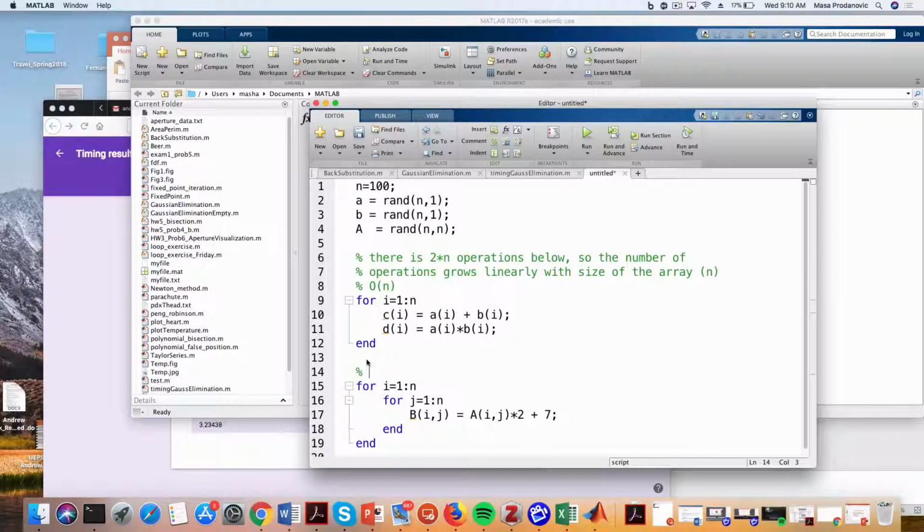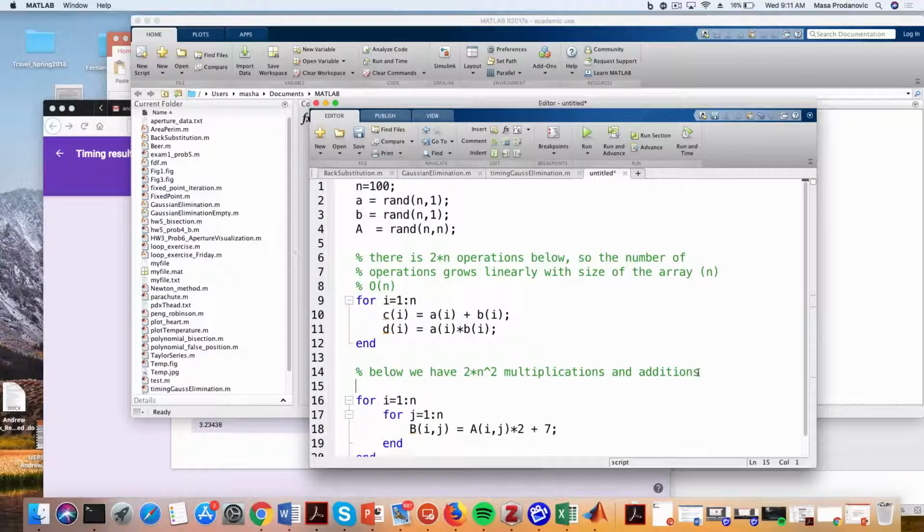Okay. Below we have n squared multiplications and additions. Well, technically one of each, so 2n squared. So this grows as a square of n. Okay? So this grows as a square of n. Number of operations scales as O of n squared.